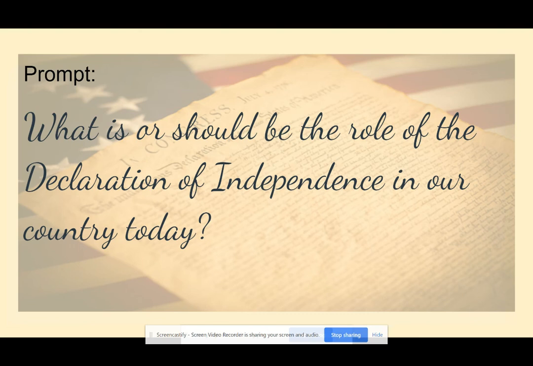Any others that you think? Well, let me ask you this. Were there any that you weren't sure what it was talking about, or you weren't sure why they were upset the king was doing that? Okay, so paragraph 21, for transporting us beyond seas to be tried for pretend offenses. Why did he have to take them that far?